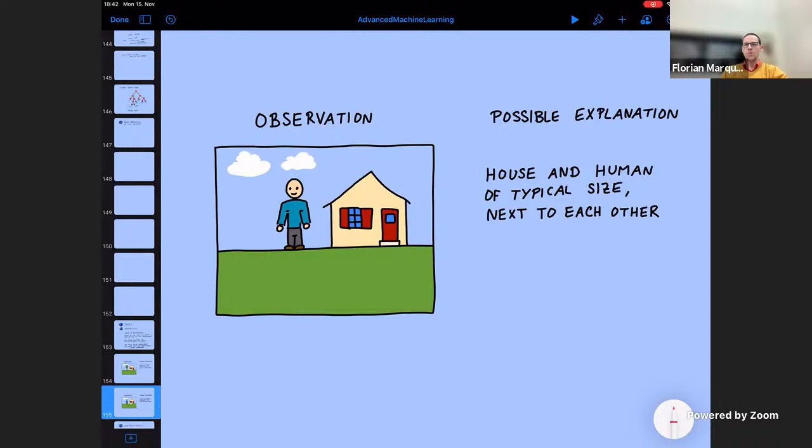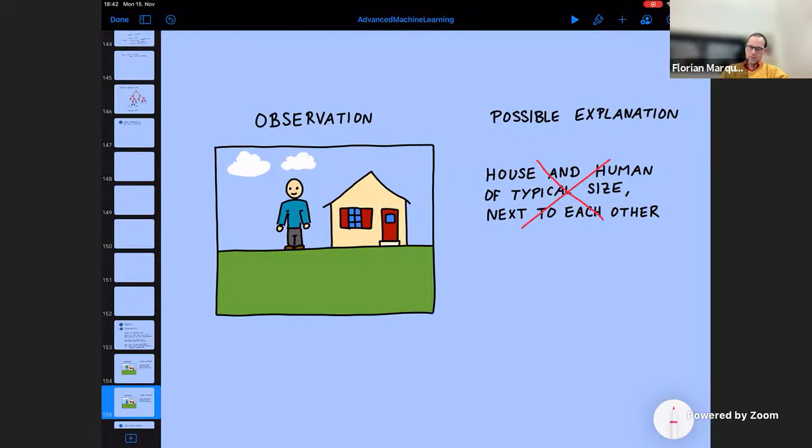And we would say no, because if that were the case, if they are of typical size and next to each other, then it should never look like that. Then the human should look smaller or the house should look larger. So it's impossible. This observation cannot be explained in this way. And so we have to start looking for different explanations.